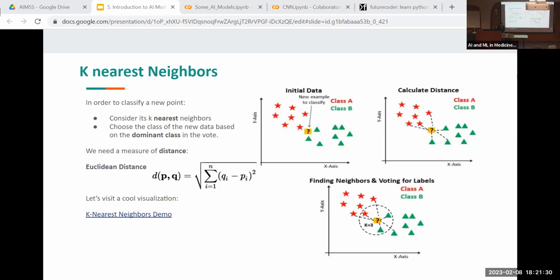And for building a k-nearest neighbor classifier, we need a measure of distance because we want to find the k nearest points. This distance, again, can be different measures. One example is Euclidean distance. Again, the formula is not important. What is important here is that we look for the nearest neighbors, and based on that, we classify the data.